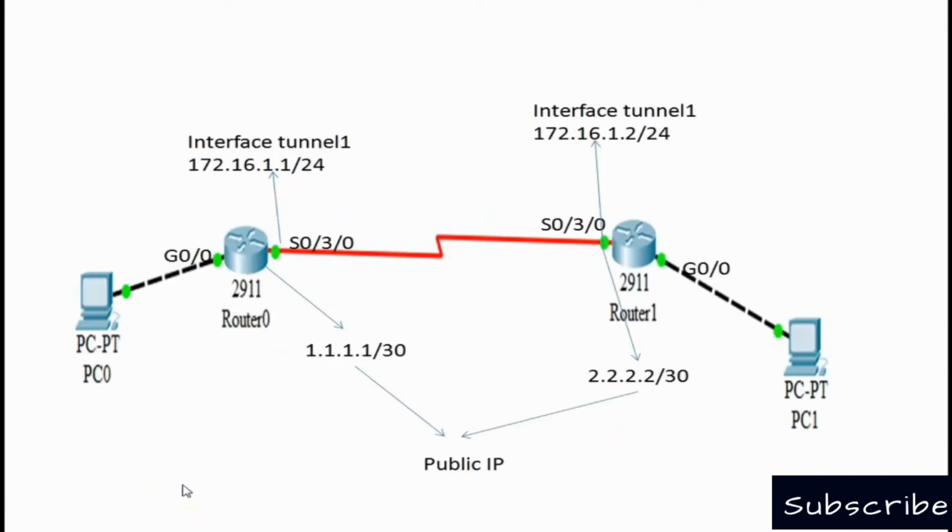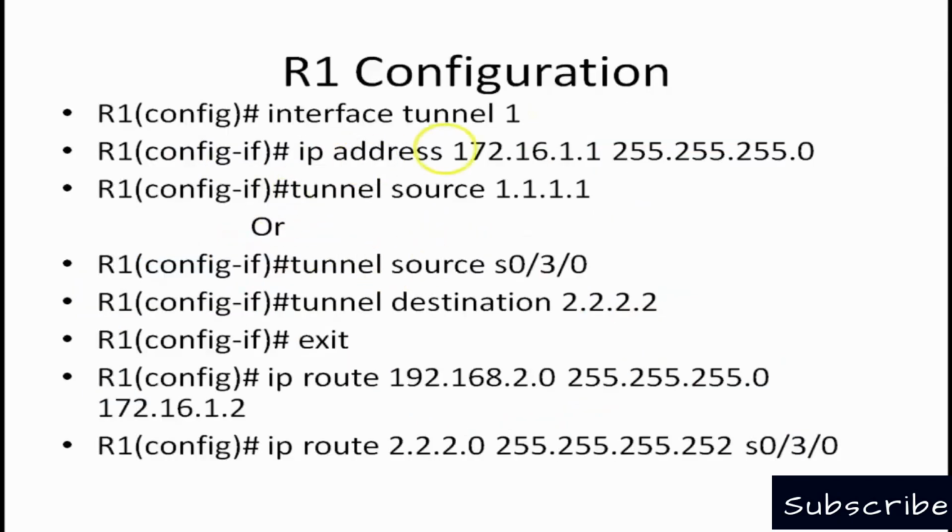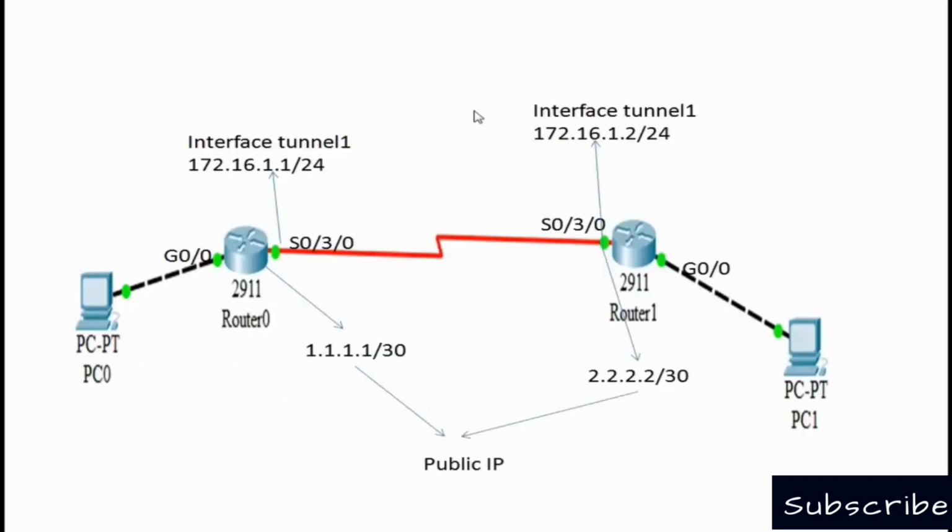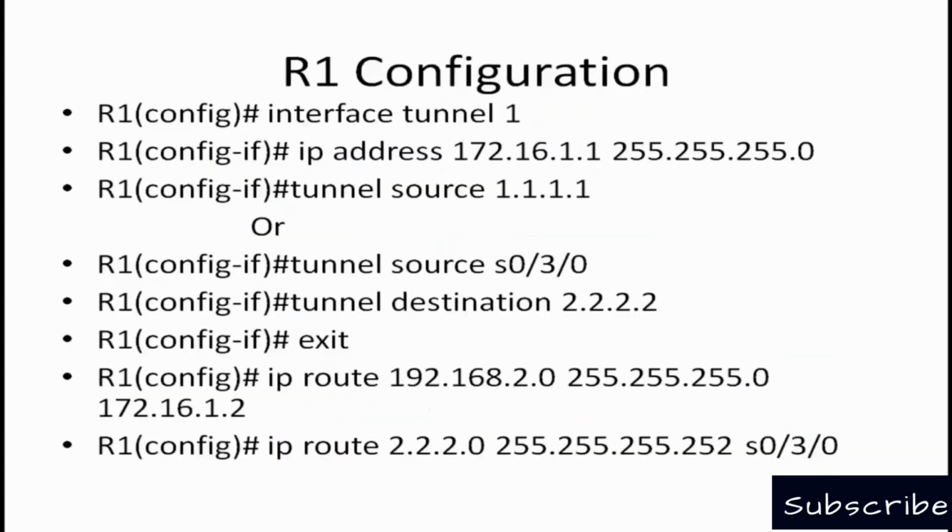So here in configuration, if we assume that router 0 is in one city and router 1 is in another city, and between them is the ISP, then how will we configure a GRE tunnel? The configuration command is interface tunnel 1. We are creating a tunnel 1 interface. Before that you have to give an actual IP to a particular interface.